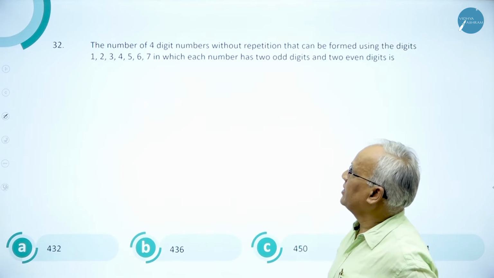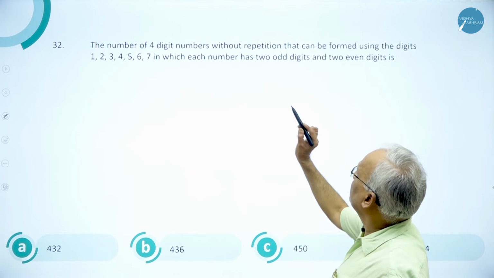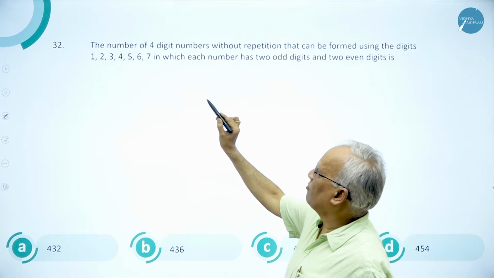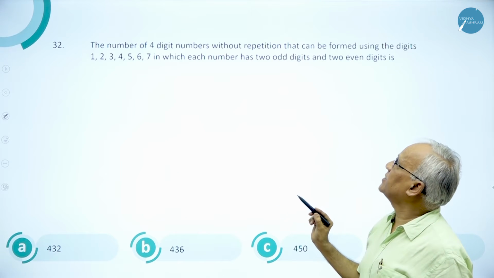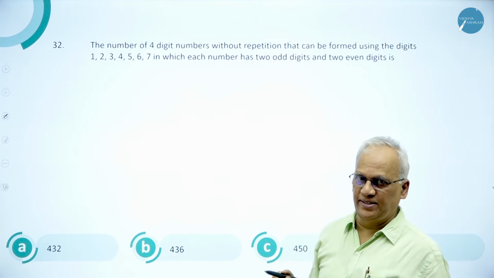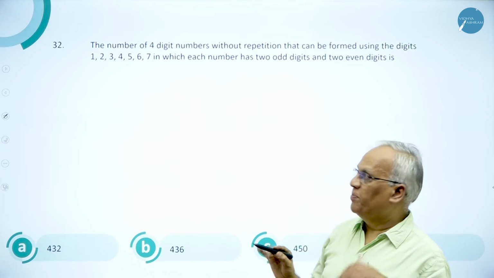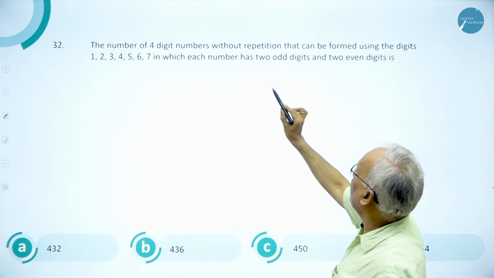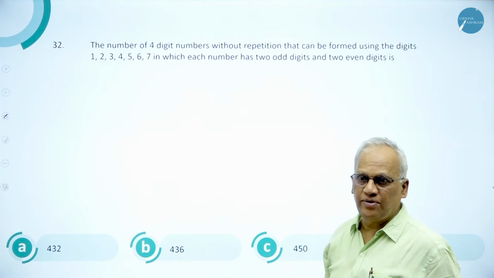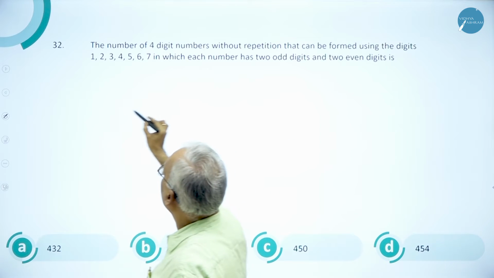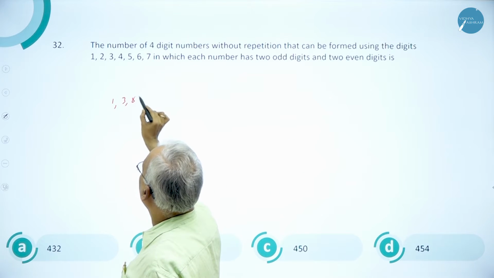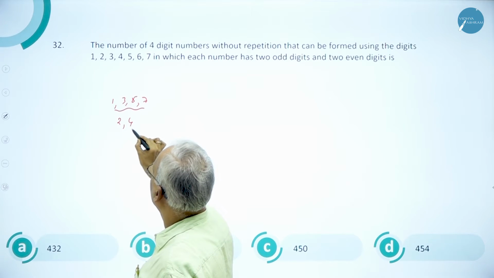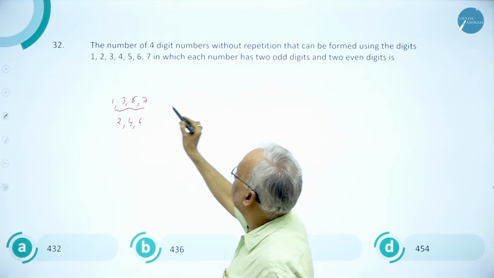Next question, 32. The number of 4-digit numbers without repetition that can be formed using the digits 1, 2, 3, 4, 5, 6, 7, in which each number has 2 odd digits and 2 even digits. So it's a combination of permutation and combination. Please see, first you need to select 4 digits, 2 odd digits and 2 even digits, and then you have to form a number. So how many odd digits are there? 1, 3, 5, 7. There are 4 odd digits. And how many even digits? 2, 4, 6.